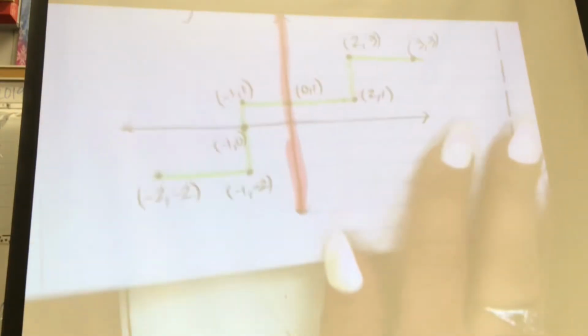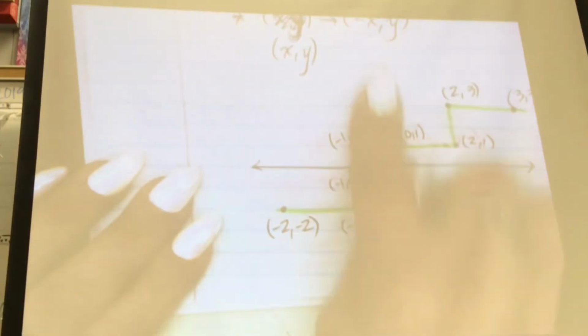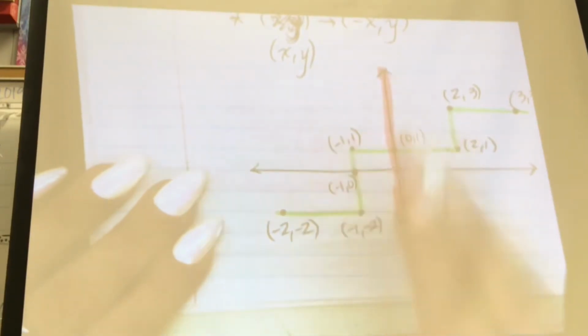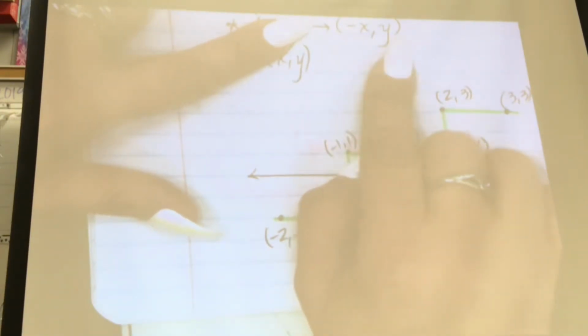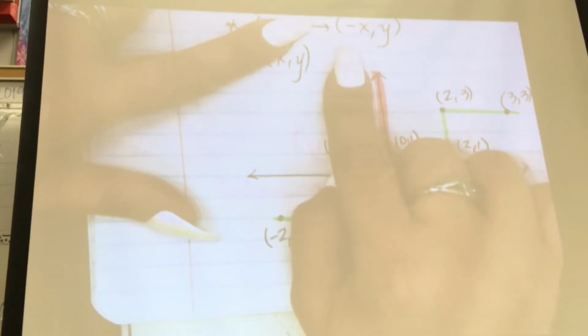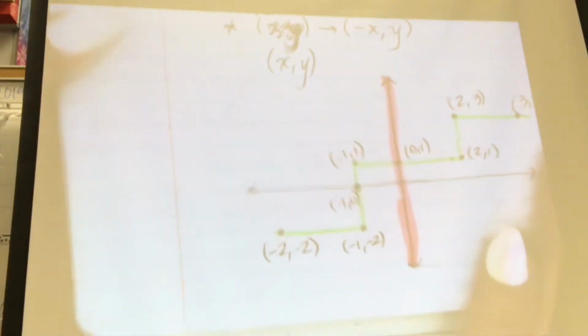Okay, so let's take a look here. Ready? The Y is your mirror, but look what changed. It went from (x, y) to (-x, y). So which letter changed? The X. Very good. So the X changed.